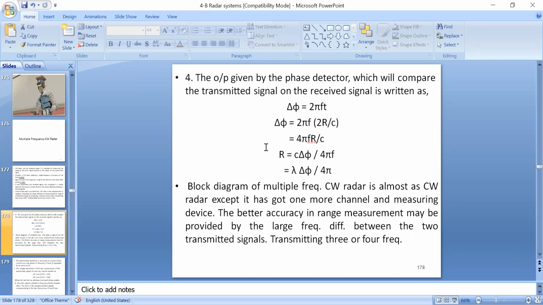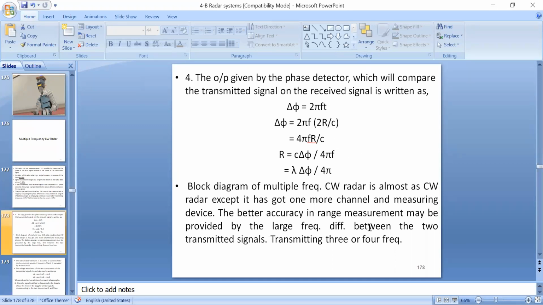So what it proves and what it indicates is that by using the del phi, that is the phase deviation, we can easily calculate the range information of the moving target. Coming to the block diagram details of this multiple frequency continuous wave radar, it is similar to the basic continuous wave Doppler radar design, but the only difference is we need to use one more channel and a phase detector to compare the phase information of the transmitted signals, right?